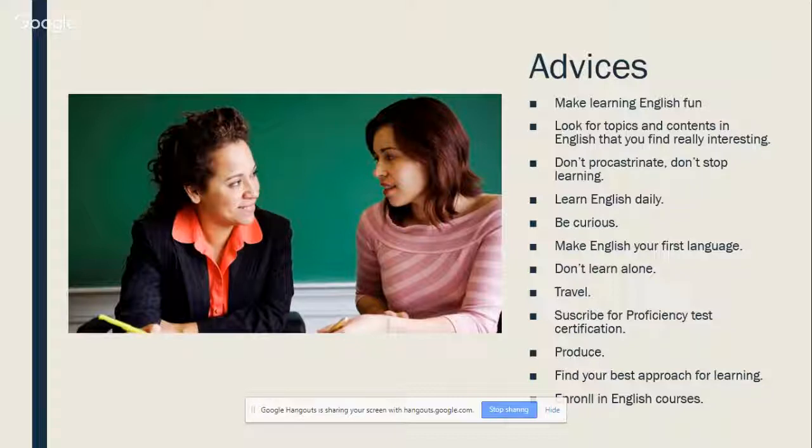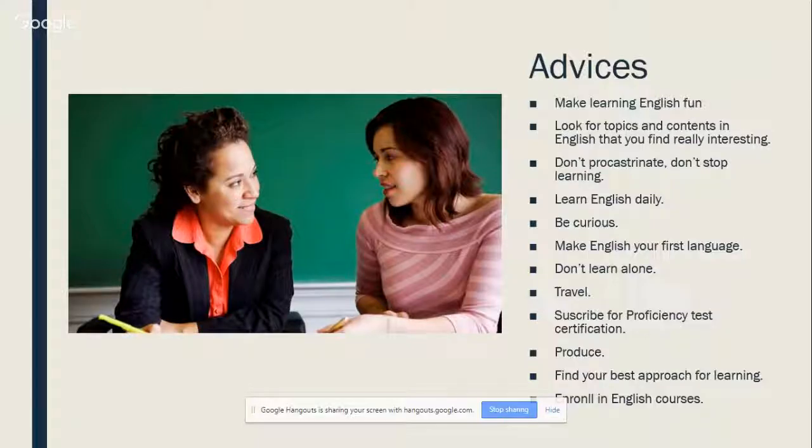Okay. So finally, we were in travel. Subscribe for... and produce English, right? Speak all of the things that we have mentioned before. Those are a good way to learn English, right? Okay. And your best approach for learning and the best way you learn English. Yeah, don't stick to what the other people say. It's more like what you feel is best for you, right? Okay. And finally, enroll in English courses. I think we have already done it, right? Yes, I'm already doing that. Okay, that's good then. All right, Diana.